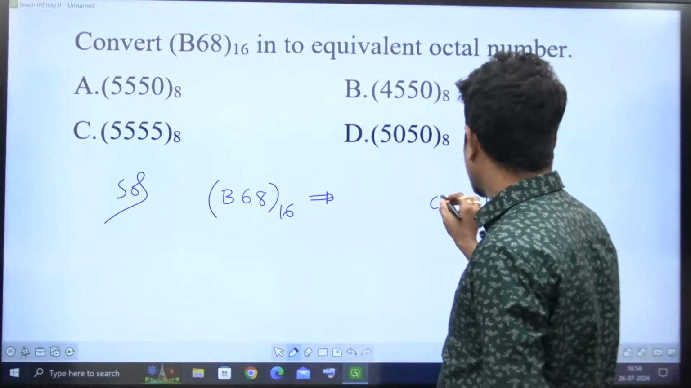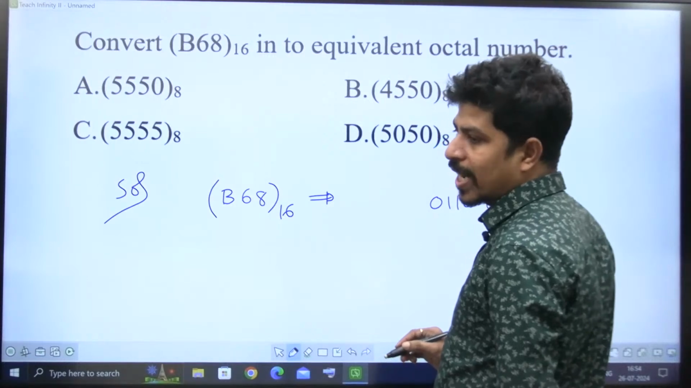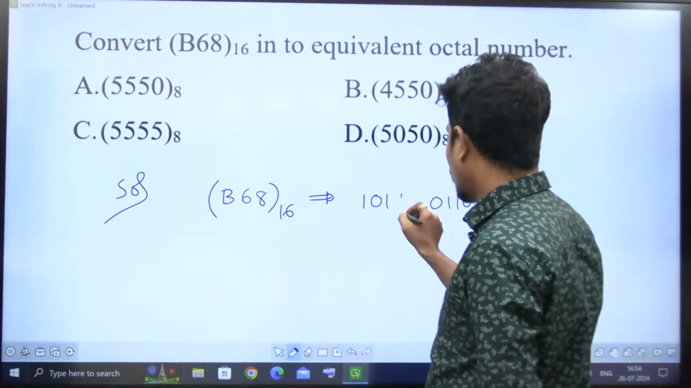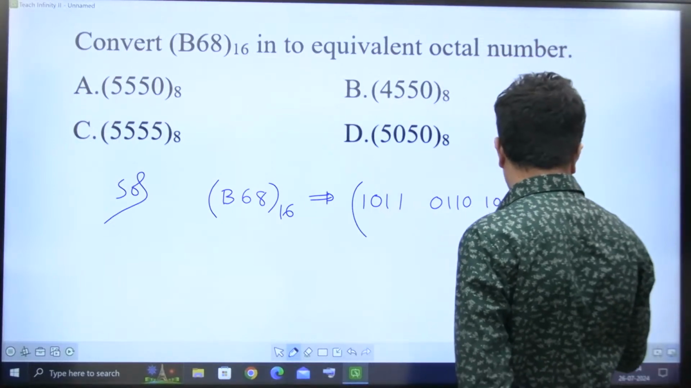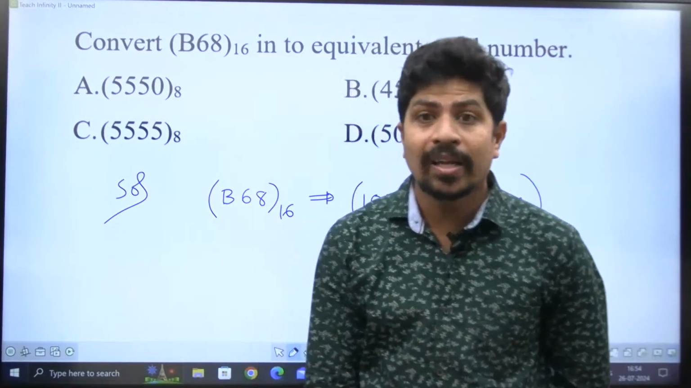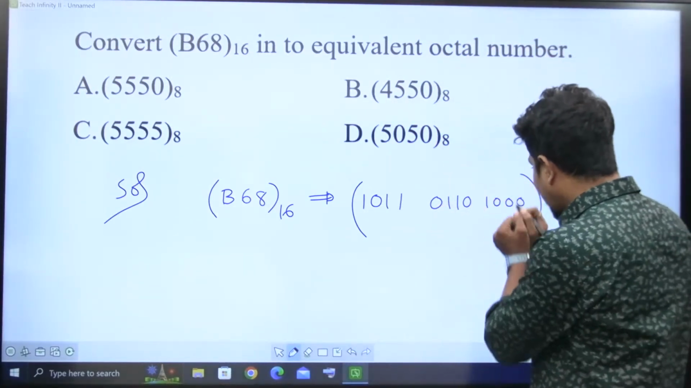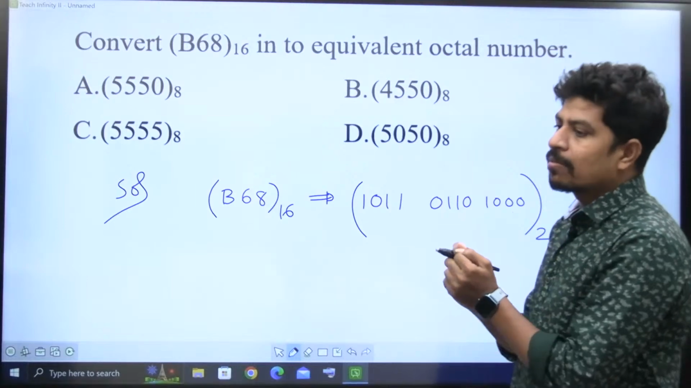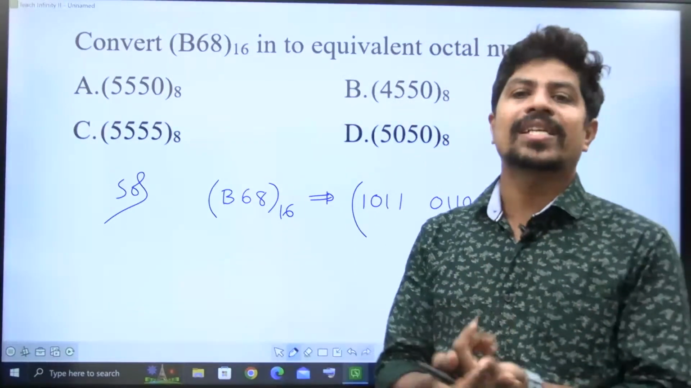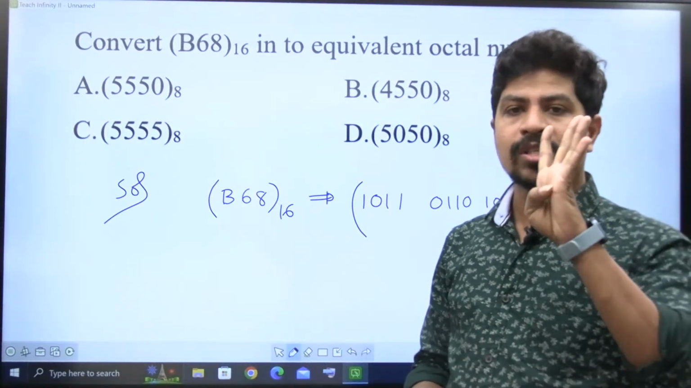6 is 0 1 1 0. B means 11, and 11 means 8 plus 3, so 1 0 1 1. 8 is 1 0 0 0. So this is the binary equivalent. Now see how to get from binary to hexa. From the left side, you group 4 bits and get its value. That is the basic process of converting from binary to hexa. The reverse is hexa to binary: for every hexa digit, you write its binary equivalent using 4 digits.